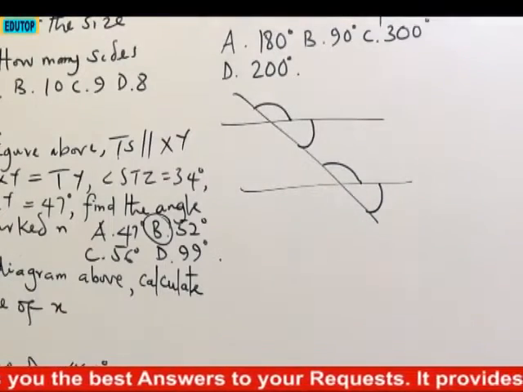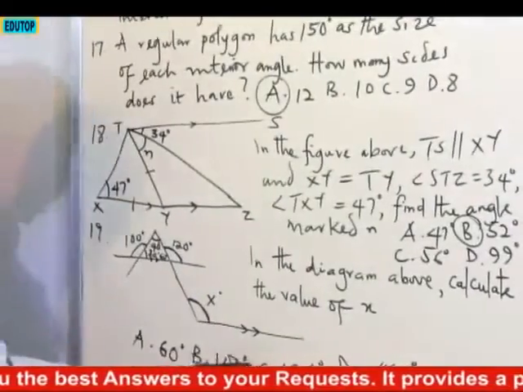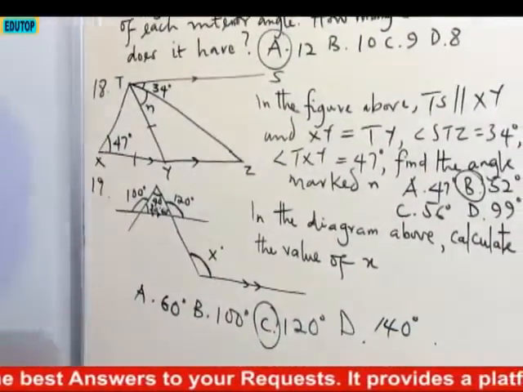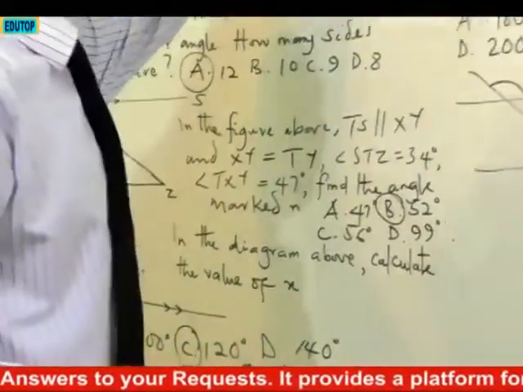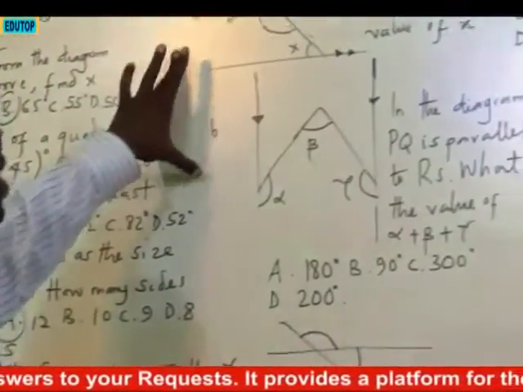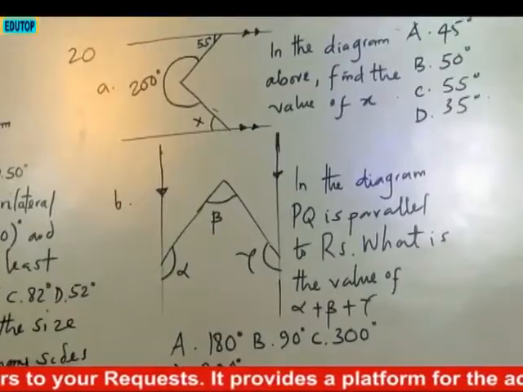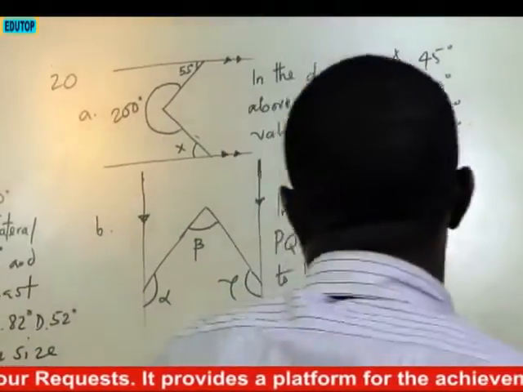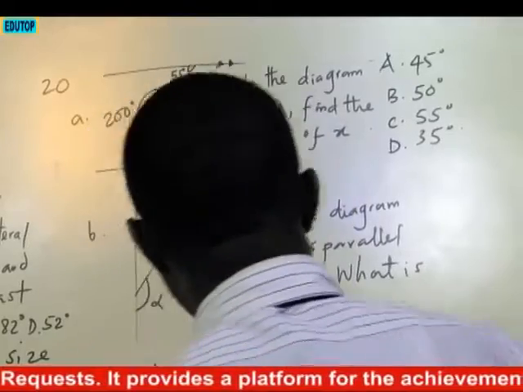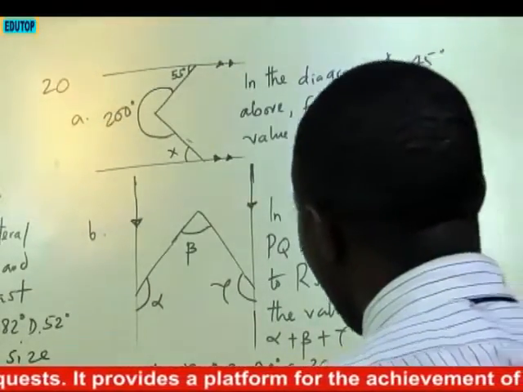So that means this angle is corresponding to x. Automatically, our answer will then be what? Option C, which is what? 120. Then the next one, I've solved similar questions of this kind in the previous questions. So it's just the same concept. The question here asks us to find the value of x.